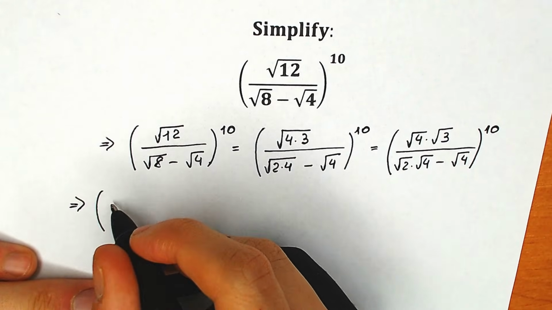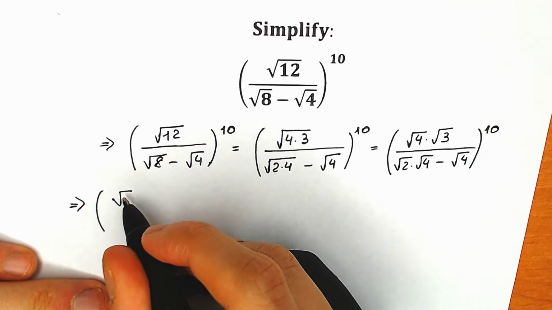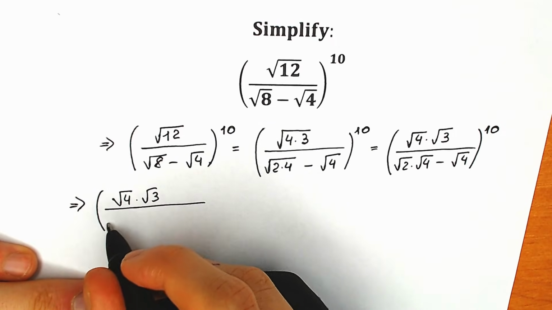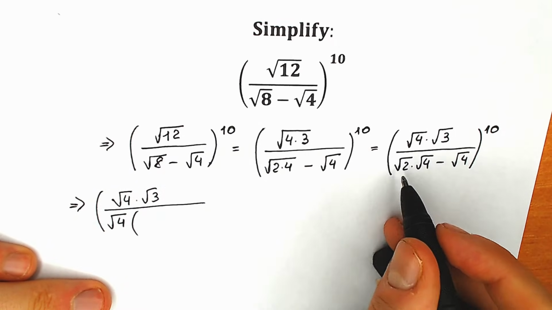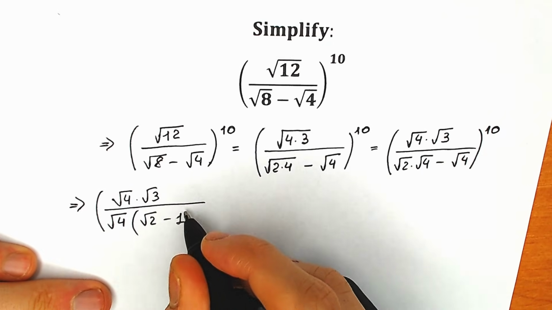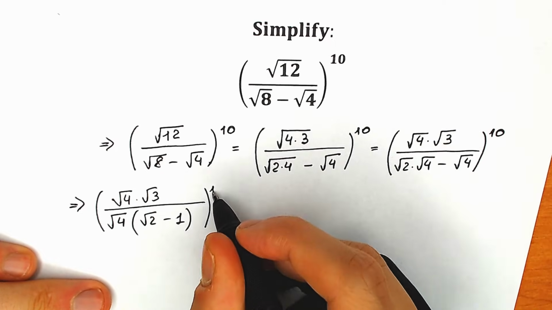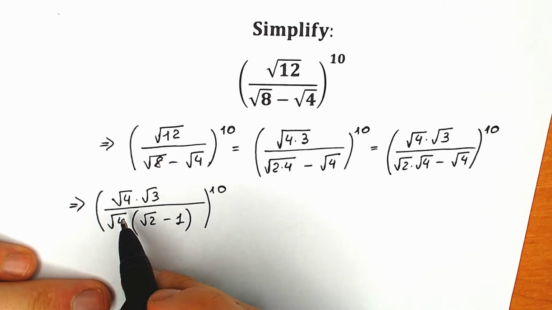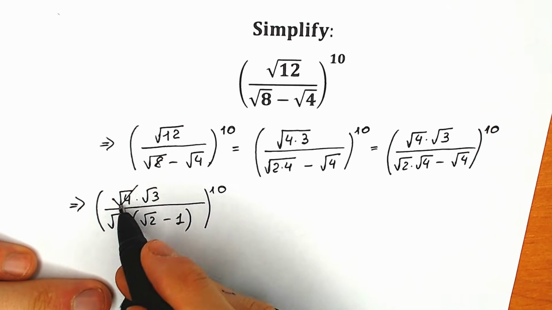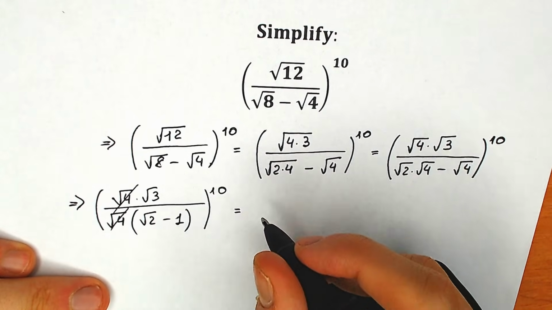So we have the square root of 4 in our numerator, or we can write it as 2 square root of 3, but let's write it as the square root of 4 times the square root of 3. And we divide it by the square root of 4, and in this parenthesis we have the square root of 2 minus 1. Of course, this is up to you. You can cancel it at this place, but you can easily see that we multiply our numerator and denominator by the square root of 4, or by 2. So we can cancel this square root of 4 and this square root of 4.